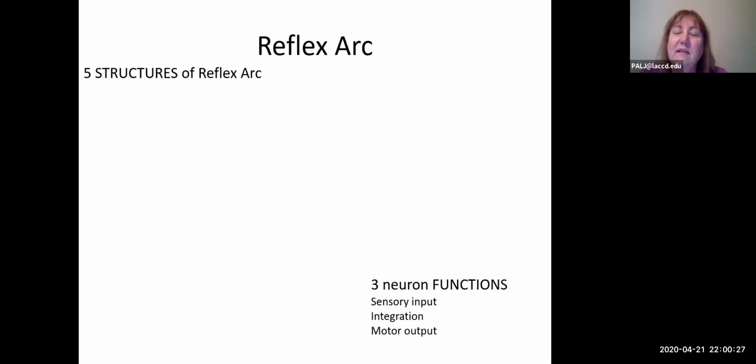So that is the lead-in to something called the reflex arc, which you'll learn a lot more about in physiology when you study neurophysiology of reflexes. So in the reflex arc, there are 5 structures. Of the 5 structures, 3 are neurons, which means there are 3 neuron functions: sensory input, integration, and motor output, in that order. And so we have to add 2 other structures to those 3 neurons, and one's going to be at the beginning and one's going to be at the end.